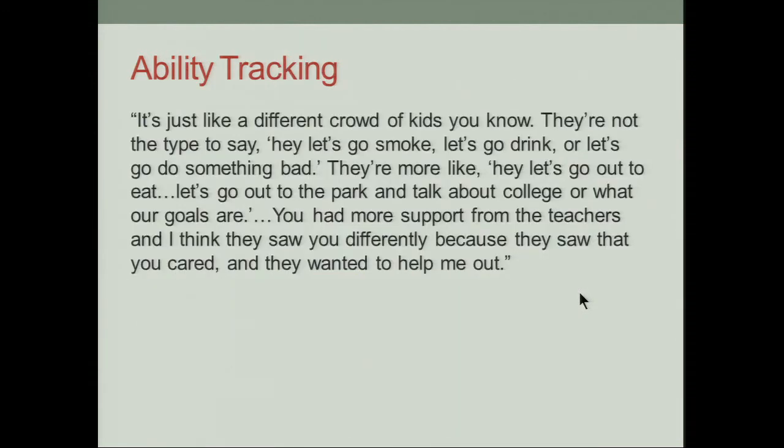So to give you a better sense for what aspects of the school environment participants talked about with respect to this process, I'm just going to share with you some of the key examples of what folks said.